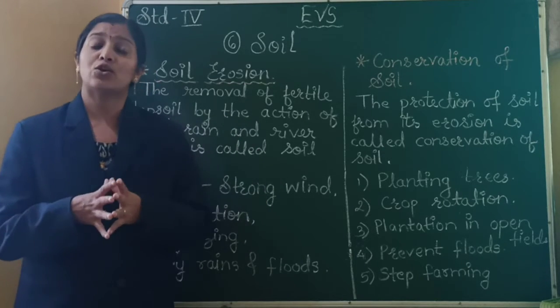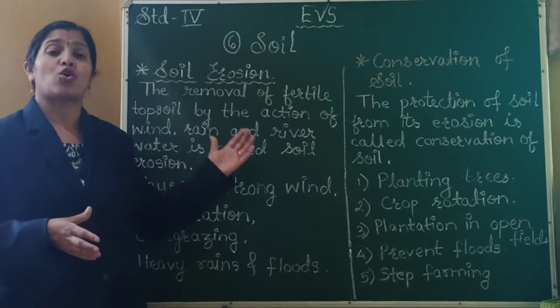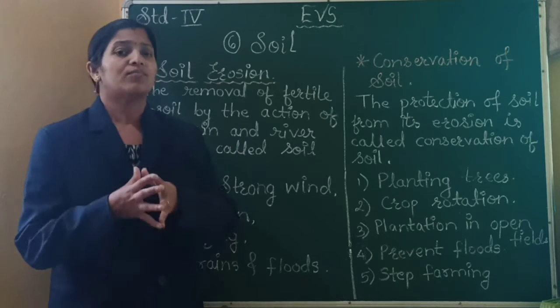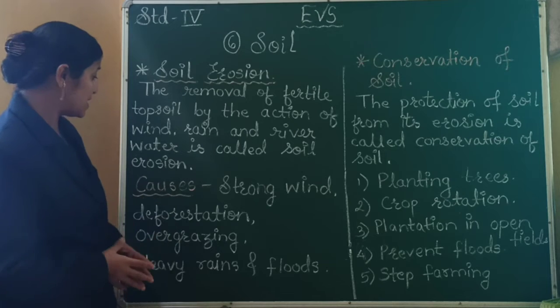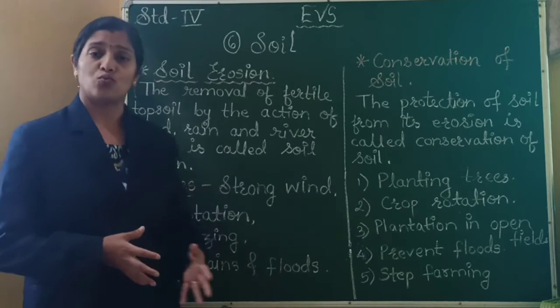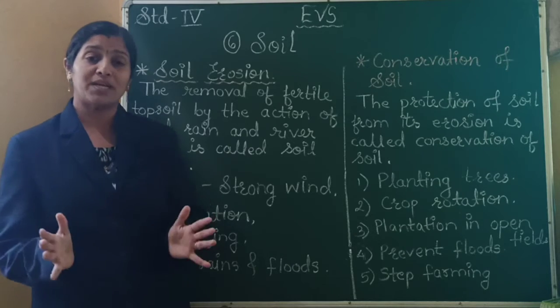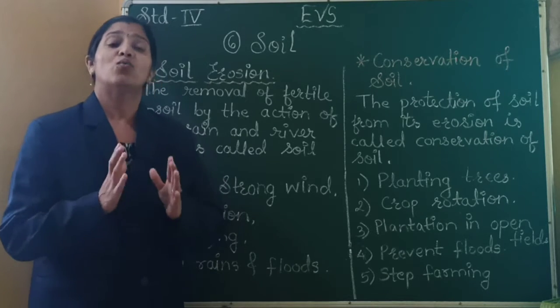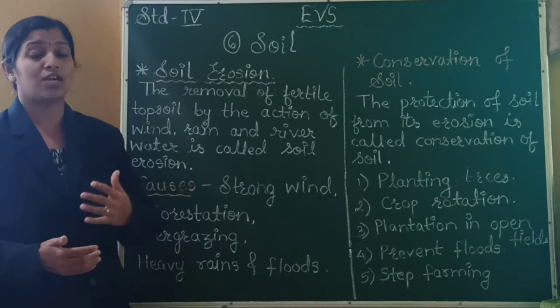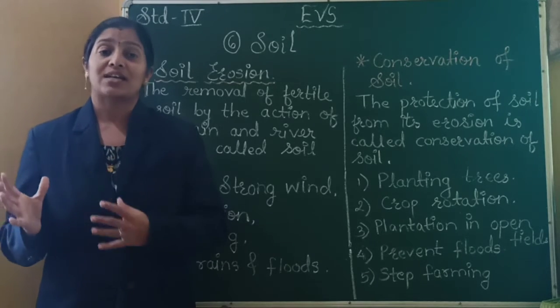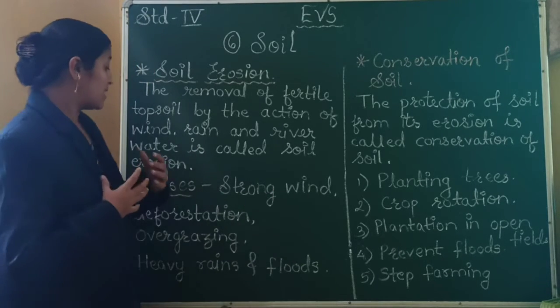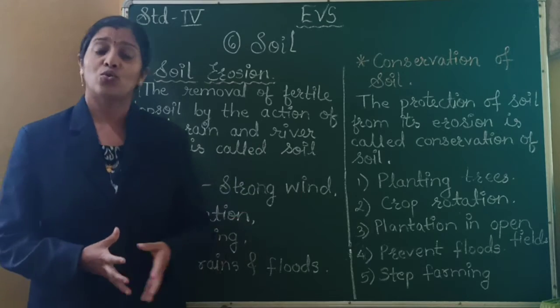Now, what are the causes, or why does this soil erosion occur? There are various reasons. The first is strong winds. When the winds blow with great speed, with great density, what happens? The topmost layer of the soil is carried away with these strong winds.